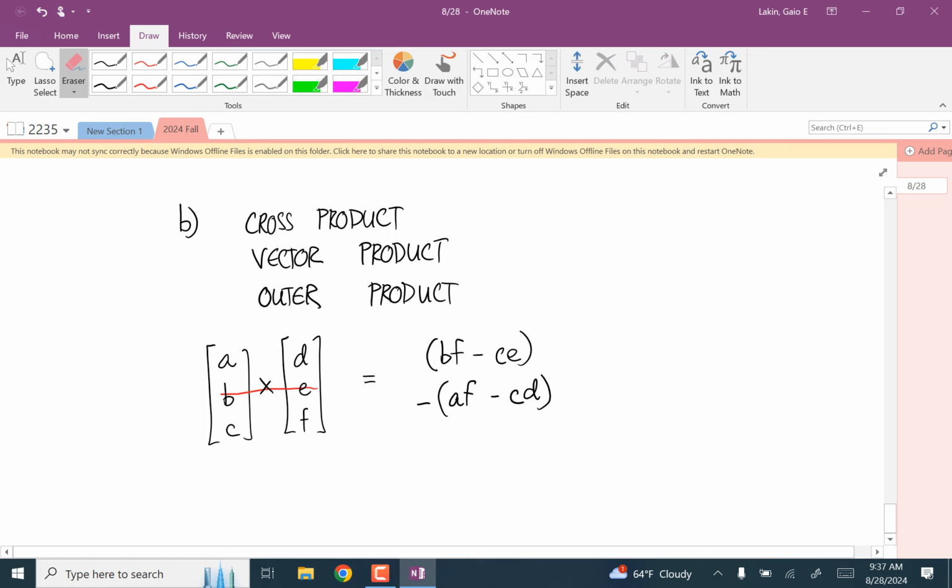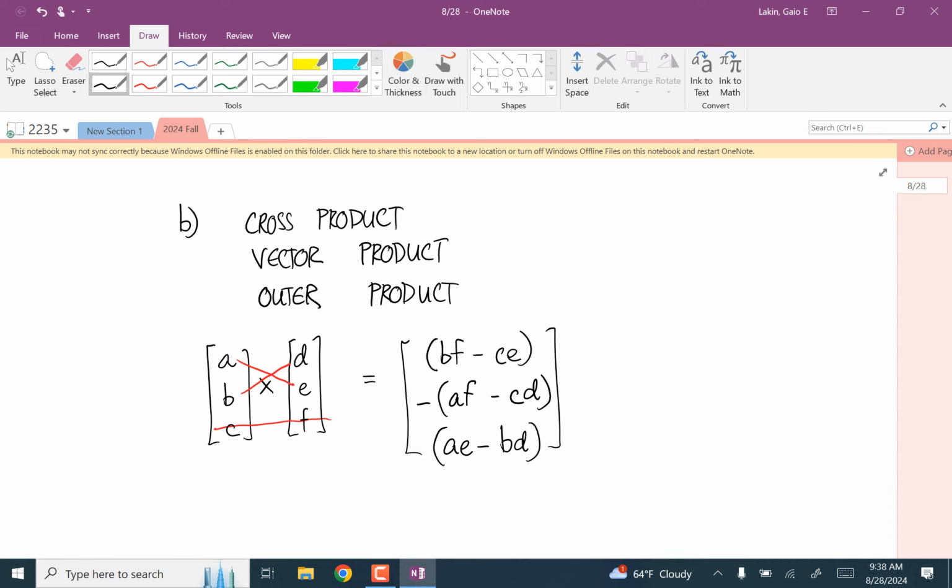And then for the z component, cross out these, and it's this times this minus this times this. So we have a times e minus b times d. We're going to use this all the time, and it's probably worth it to program the cross product into your calculator so you don't have to do this every time.